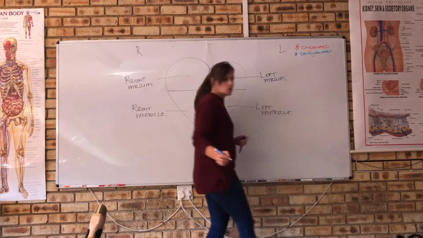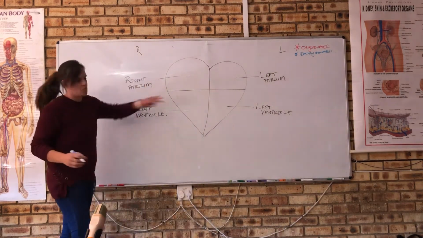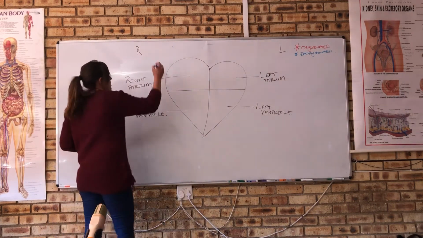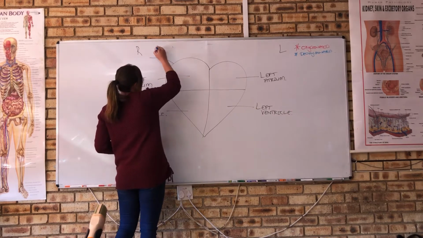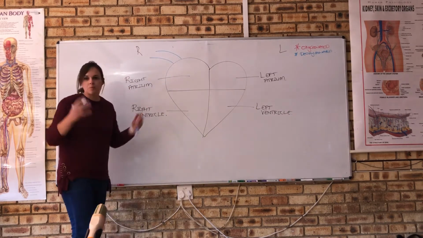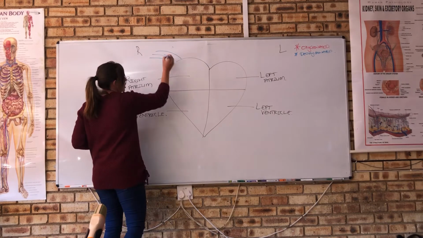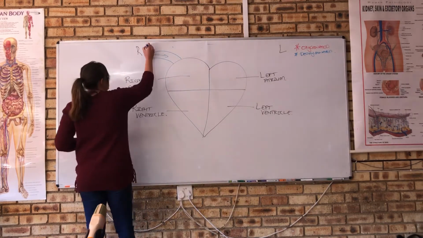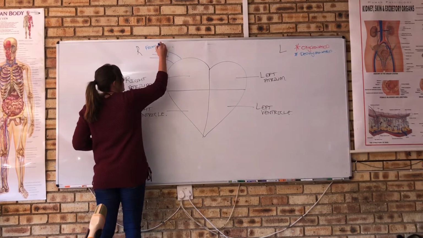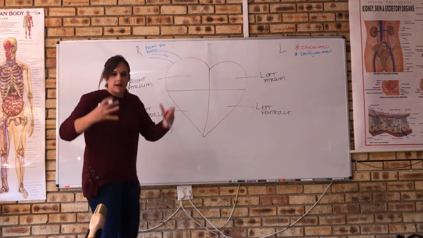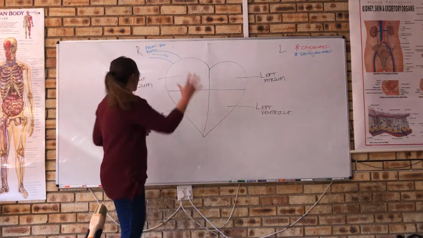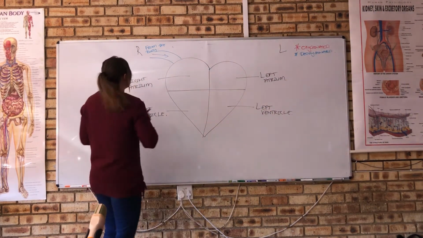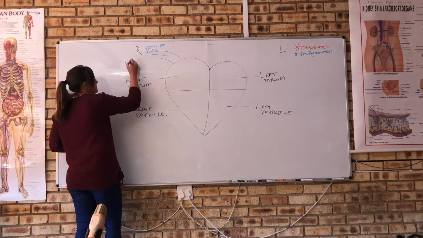Okay, so let's talk about the vessels on the right side of the heart first. There's a vessel that enters the right side of the heart that is bringing blood back to the heart from the body. So this is coming from the body. It is deoxygenated blood. It is bringing blood that has already delivered its oxygen to the cells, and it's coming back to the heart. And this vessel is called the vena cava.